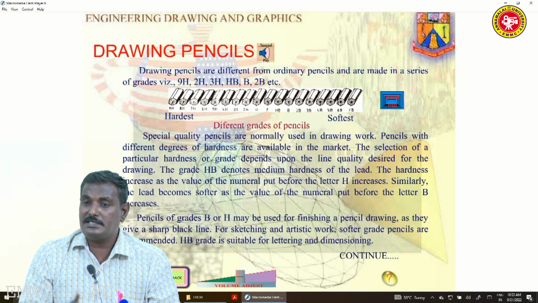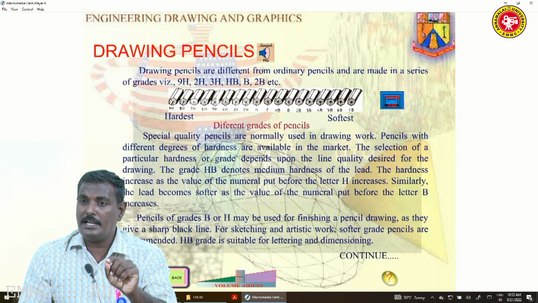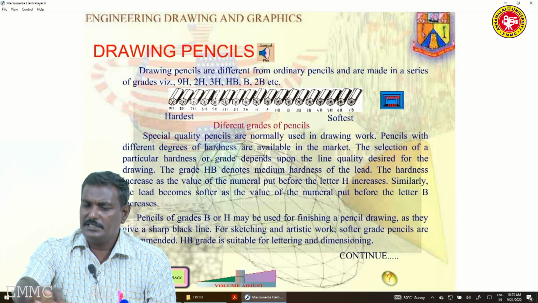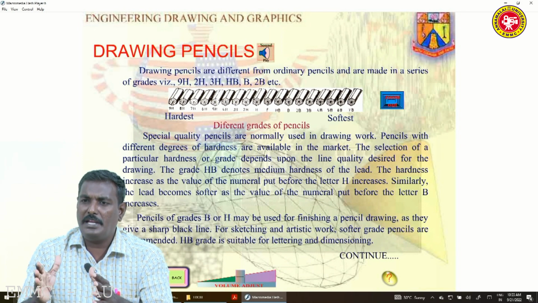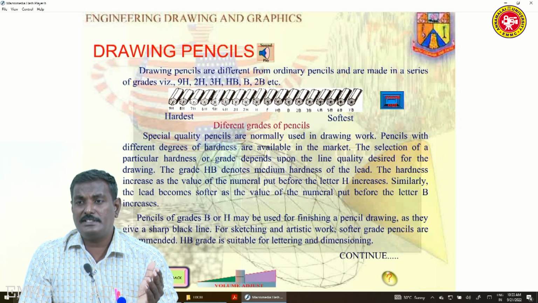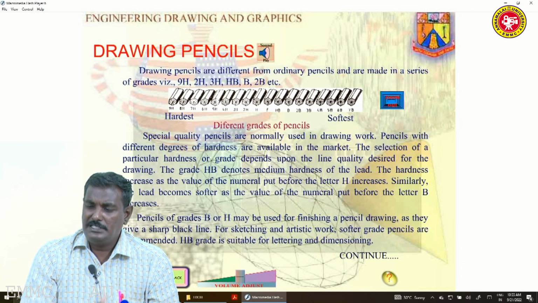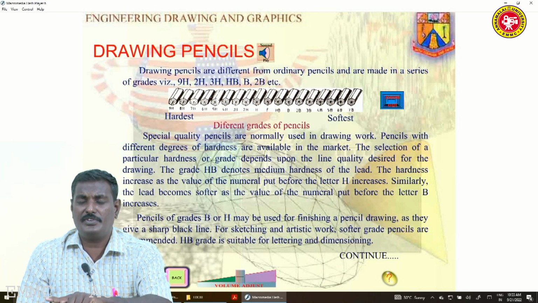Only then will you understand how to use it, and at what time you have to use which tip. So that is essential. Now try to look at this picture. The pencils are placed in different grades. The left hand side shows the hardest pencil, the right hand side the softest pencil. So what is the meaning of hardest and softest?